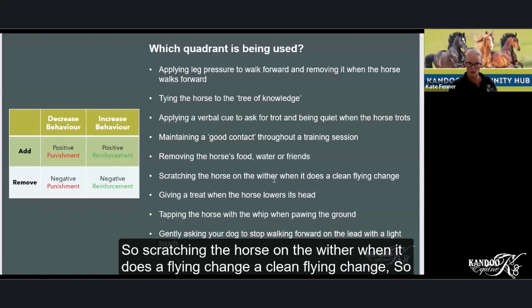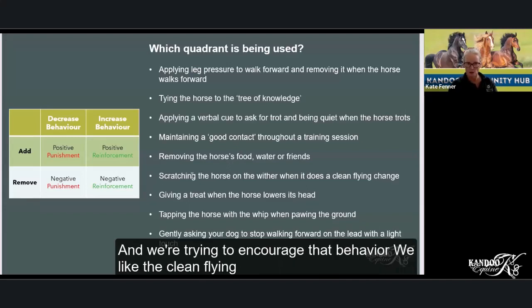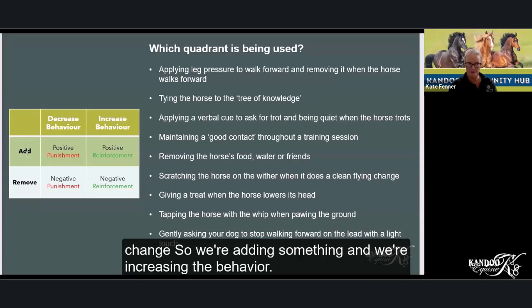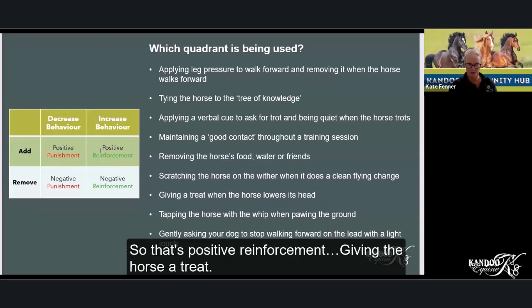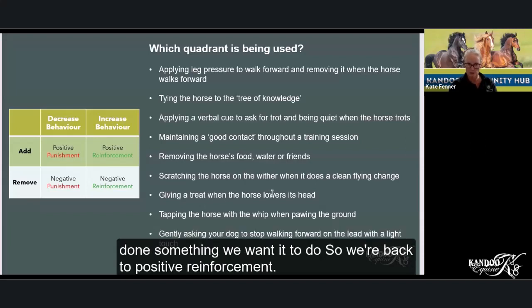So scratching the horse on the wither when it does a flying change, a clean flying change. So we're adding something. We're adding the scratching, and we're trying to encourage that behavior. We like the clean flying change. So we're adding something and we're increasing the behavior. So we're here at positive reinforcement. So giving the horse a treat when it lowers its head, again, we're adding something, we're giving it a treat, and the horse has done something we want it to do. So we're back to positive reinforcement.